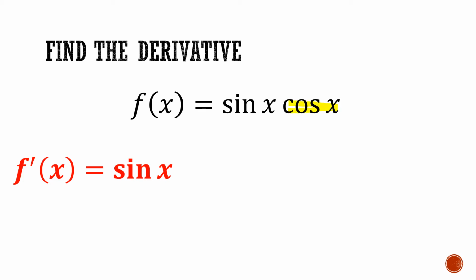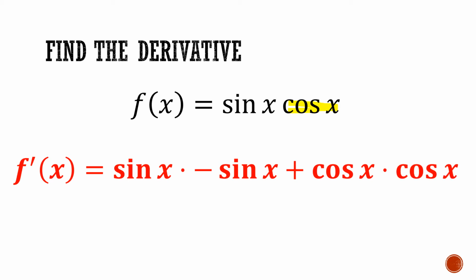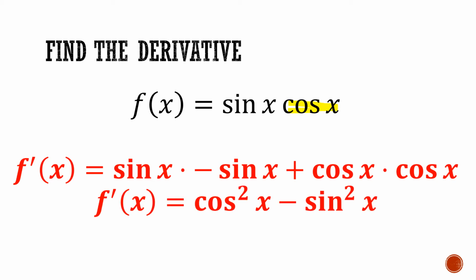This is the second. I need the derivative of cosine, which from our formulas is negative sine x, plus second, which was cosine x, times the derivative of first. The derivative of sine x is cosine x. So cleaning that up, I get negative sine squared x plus cosine squared x, or cosine squared x minus sine squared x. And then using one of my trig identities, I recognize that this is cosine of 2x.